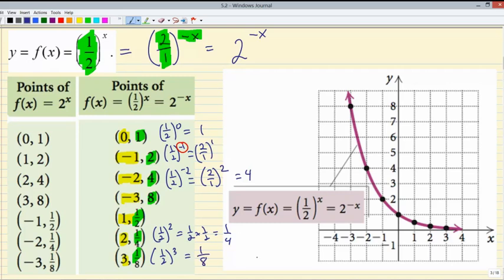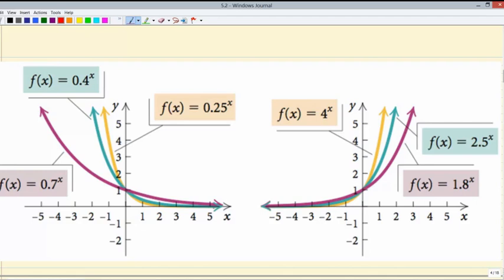So then you take these values and you plot them, and you get a graph that looks like this. So this is an exponential decay, and even though this is decay, it still goes through the point 0, 1. So exponential growth goes through the point 0, 1, exponential decay goes through the point 0, 1. So this shows exponential decay and exponential growth.